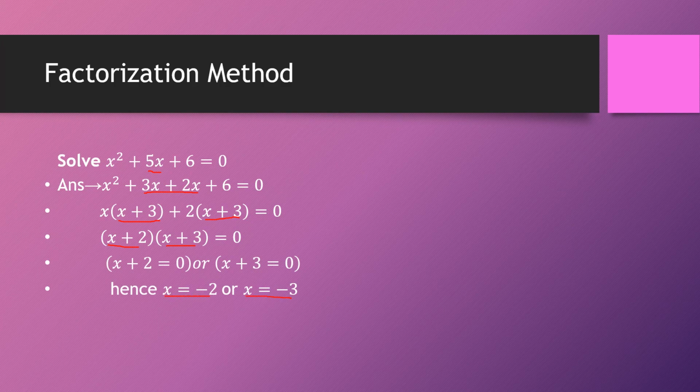That is, when I put x as minus 2 in the above equation, I get 0. When I put x as minus 3, I get the answer as 0. So x equal to minus 2 and minus 3 are roots of the equation.